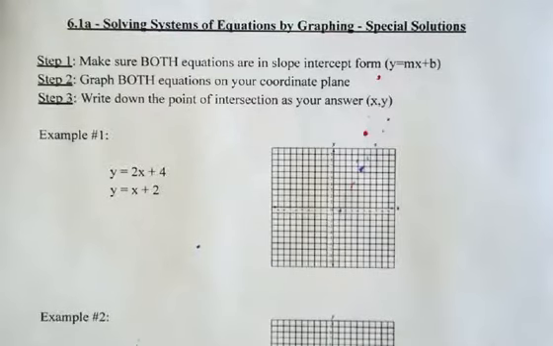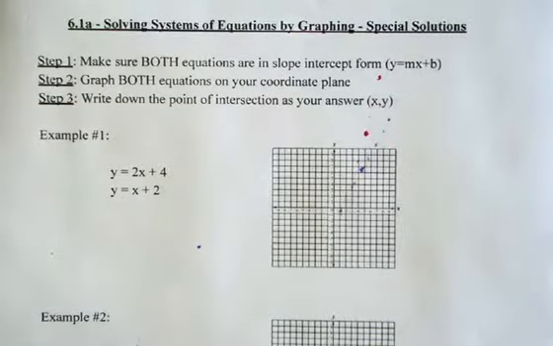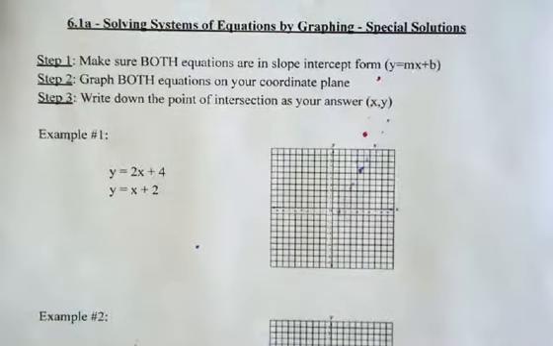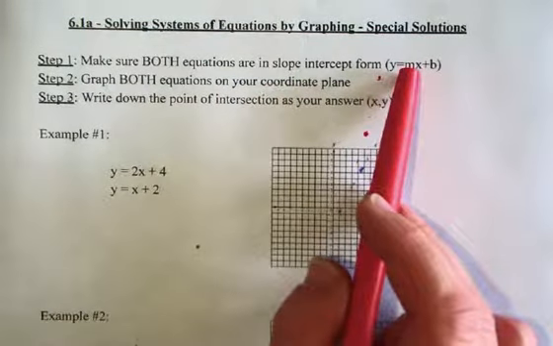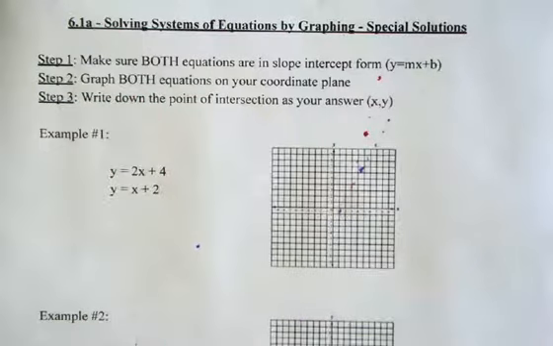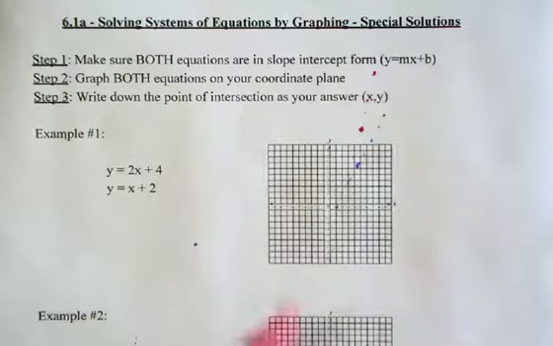Finally, section 6.1, we're going to do a little bit about solving systems of equations where we have special solutions. We actually just saw a special solution there, but I'm going to go through one other possible special solution in a second. Okay, so once again, we're still following the same steps. Step 1, make sure both equations are in slope-intercept form, y equals mx plus b. Step 2, graph both equations on the coordinate plane. Step 3, write down the point of intersection as your answer.